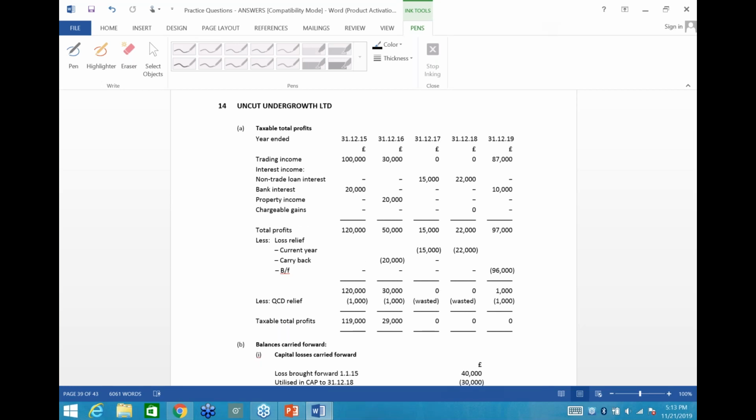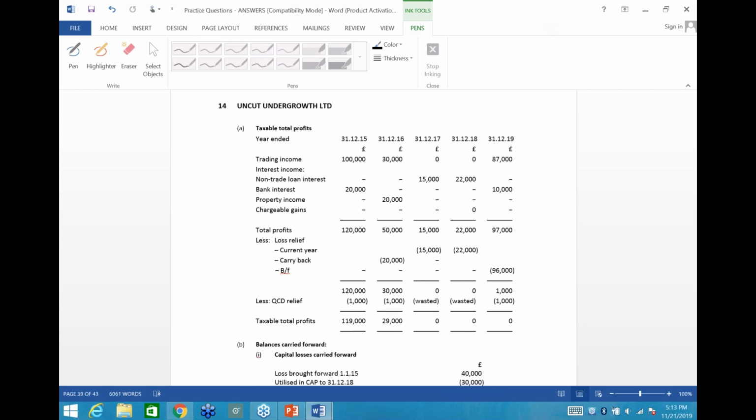Uncut Undergrowth Limited. The first thing that we are required to do is, for each period of account, calculate the total profit. The good news is, unlike for individuals, there's nothing called basis of assessment rules for a company. A company has something called a chargeable accounting period. A company pays corp tax. There are no basic rate bands, higher rate bands, additional rate bands like for individuals.